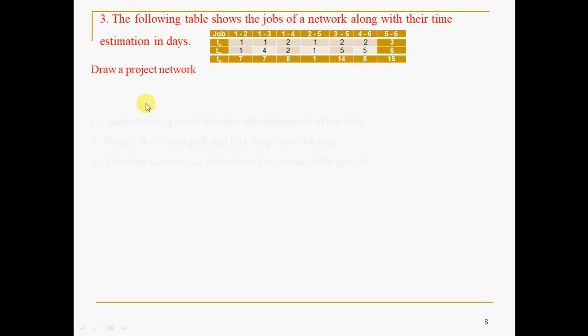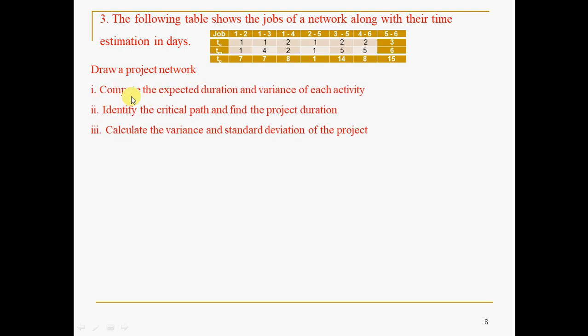Draw a project network. What to do with this data? Draw a project network. Compute the expected duration and variance of each activity. Then identify the critical path and project length or duration. Finally, you have to calculate the variance and standard deviation of the project. Now, let us take all this one by one.